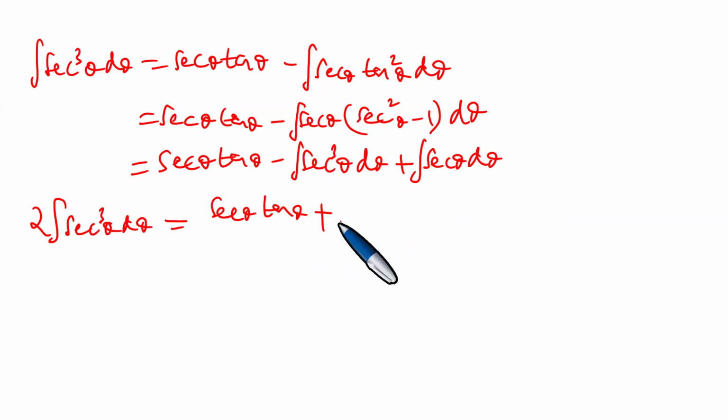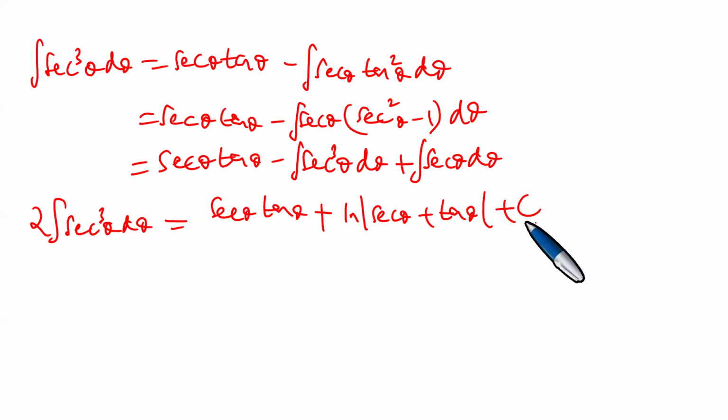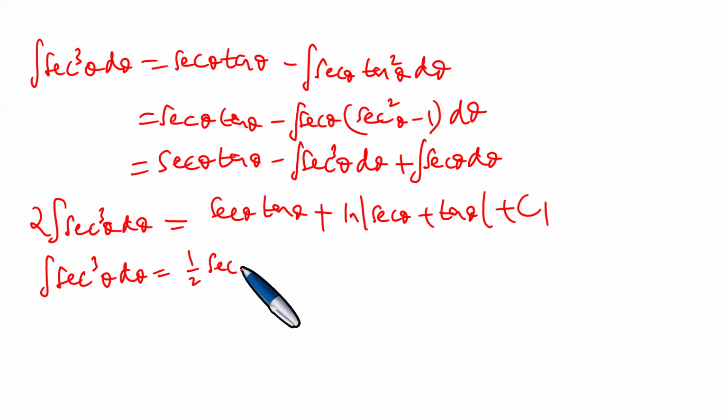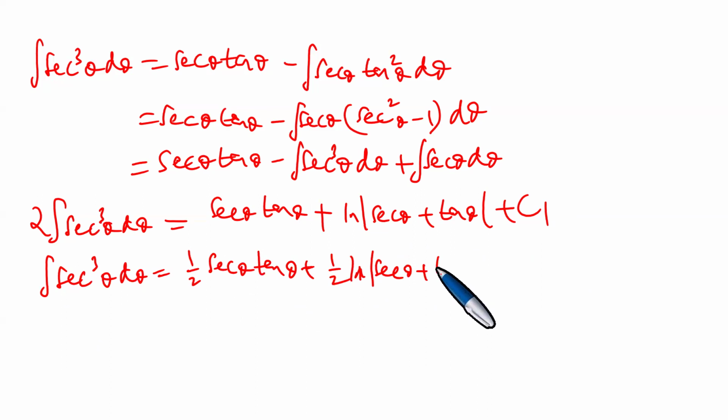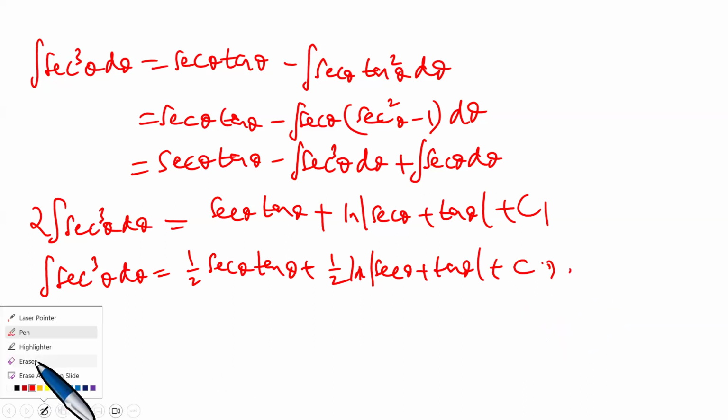Okay, what is the integral of the secant? Right, it is the natural log of the secant of theta plus the tangent of theta, and you add an arbitrary constant C1 of integration, meaning the integral of the secant cubed theta d theta is 1/2 the secant of theta tangent of theta, plus 1/2 the natural log of the secant of theta plus the tangent of theta, plus now C, the constant of what? The arbitrary constant of integration.